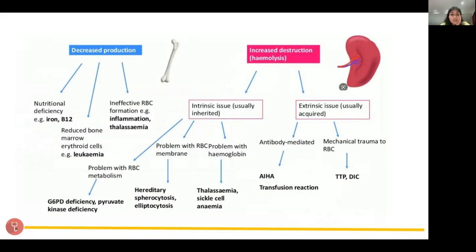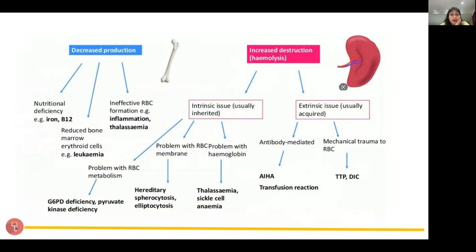And then if we talk about increased destruction, which is also called hemolysis, we split that into intrinsic and extrinsic issues. So intrinsic issues are usually problems with the actual red blood cells themselves. So they're either not the right shape, or they're not working properly, or there's a problem with the hemoglobin, for example. And usually most of these tend to be inherited disorders. So again, I've split them up.